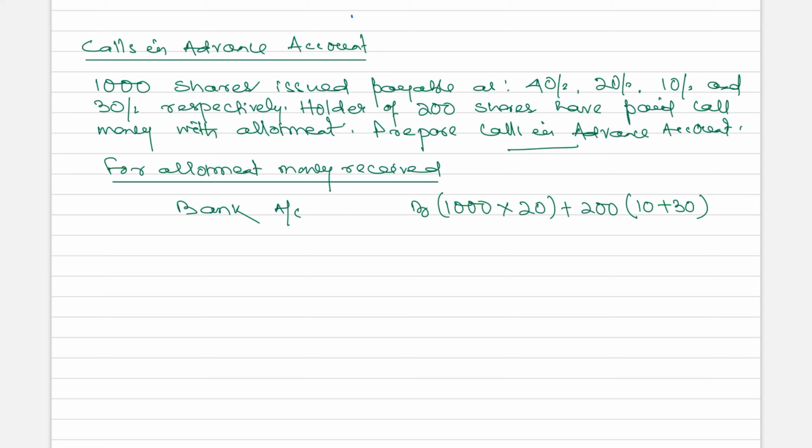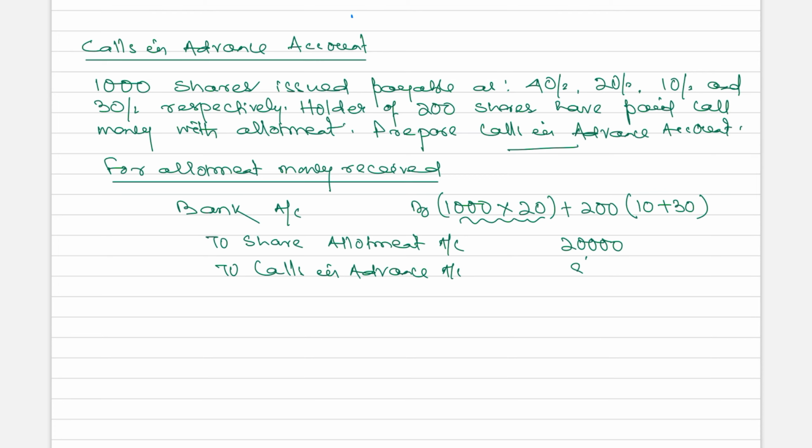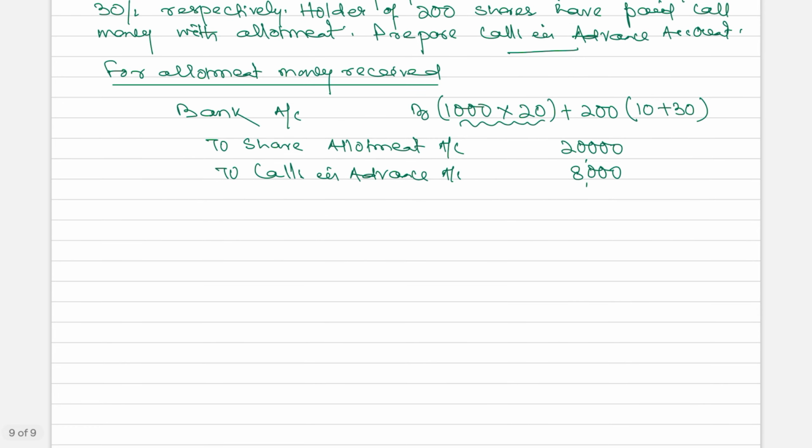So you have received 200 into 40 rupees in advance, which is the liability. To share allotment account, that is 20,000. This one to calls in advance account, right? That will be 40 into 200, that is 8,000 rupees. Sometime you may be asked to prepare past necessary journal entries without opening calls in advance account.